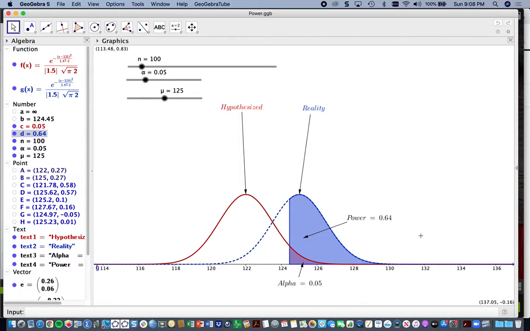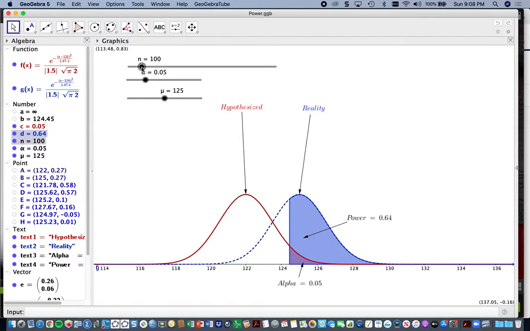Now the last question on this one says, suppose that we increase the sample size. So let's think about what's going to happen if I increase the sample size. What will happen to the red graph is it's still going to be centered at 122, but the standard deviation is going to get smaller, and that red graph is going to get taller and skinnier. The blue graph is going to be centered at 125, and it's going to get taller and skinnier.